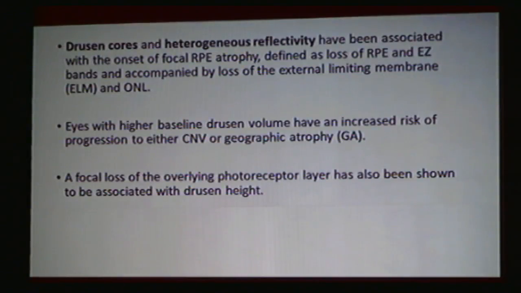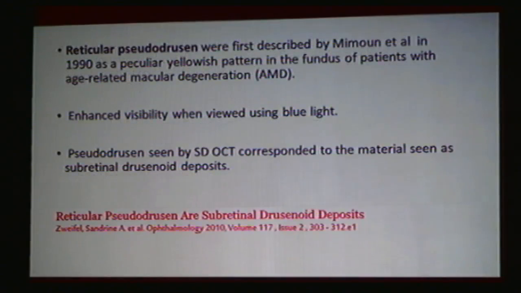So the drusen cores as well as reflectivity, why is it important? Because they can be associated with areas of focal RPE atrophy. And higher baseline drusen volume also carries increased risk of either a choroidal neovascular membrane or a geographic atrophy. Focal loss of overlying photoreceptor layers will sometimes also correspond with the drusen height if you measure the drusen height. There's another entity called reticular pseudodrusen.